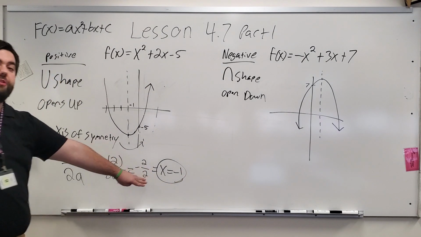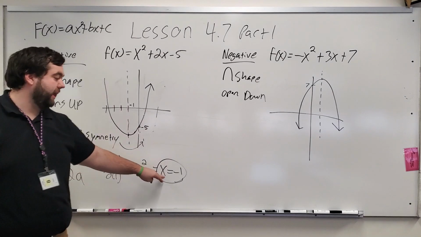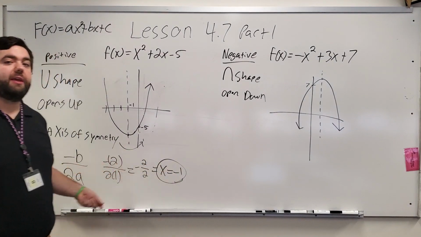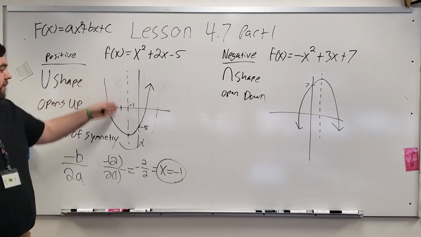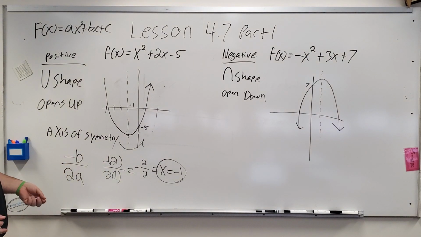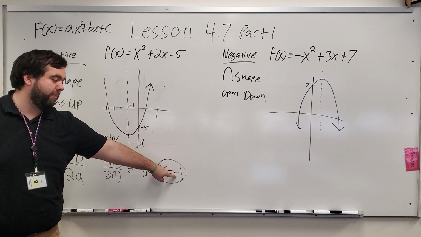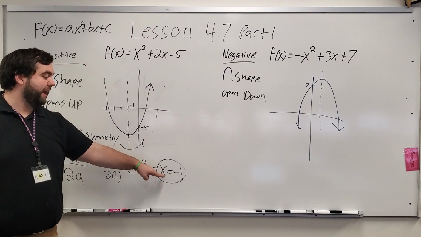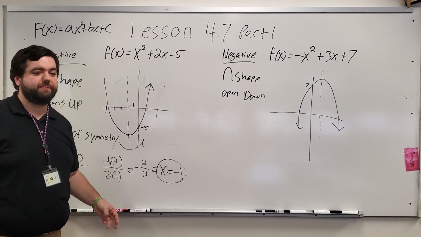So my axis of symmetry is an equation. X equals some constant. And that makes sense, right? Because we have a vertical line. What's the equation of a vertical line? X equals some constant. So for final answers, if you put -1, it's wrong. It has to be x equals that number.